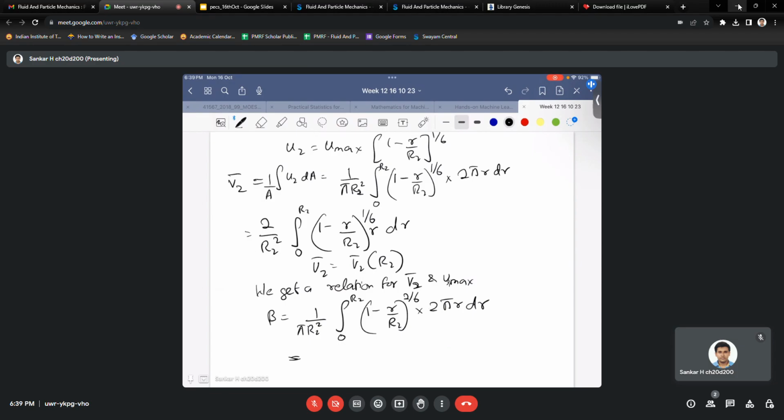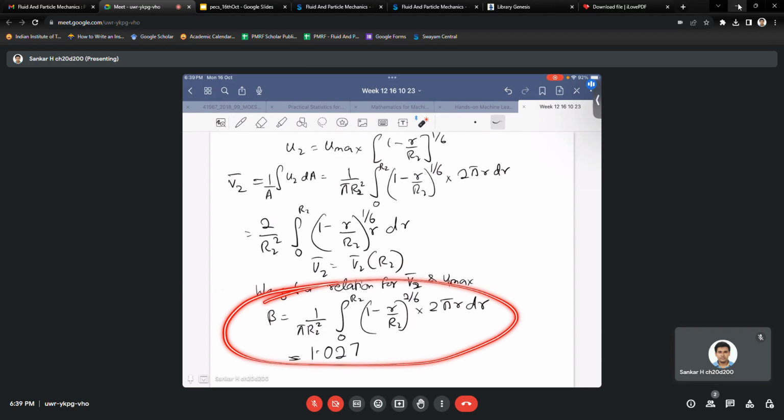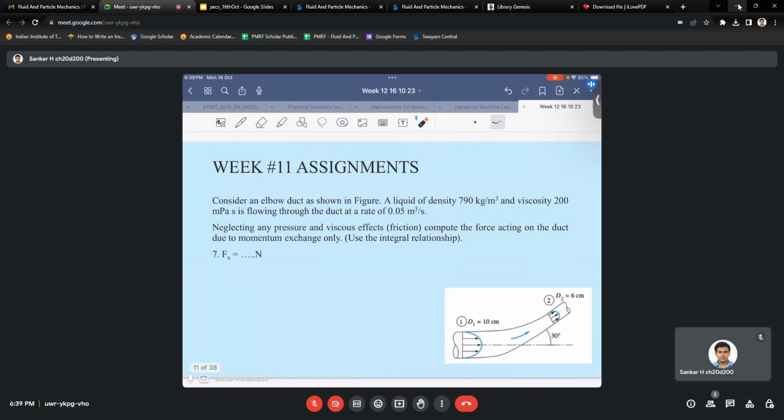Okay, finally the answer will come to 1.027. So this is fairly complex. It takes a lot of time to integrate, find the relation between the average velocity and maximum velocity, and then substitute that in the equation for beta and then solve. So this is very time consuming. I'll be giving you the answer, but please try to solve it and let me know if you have any doubts.